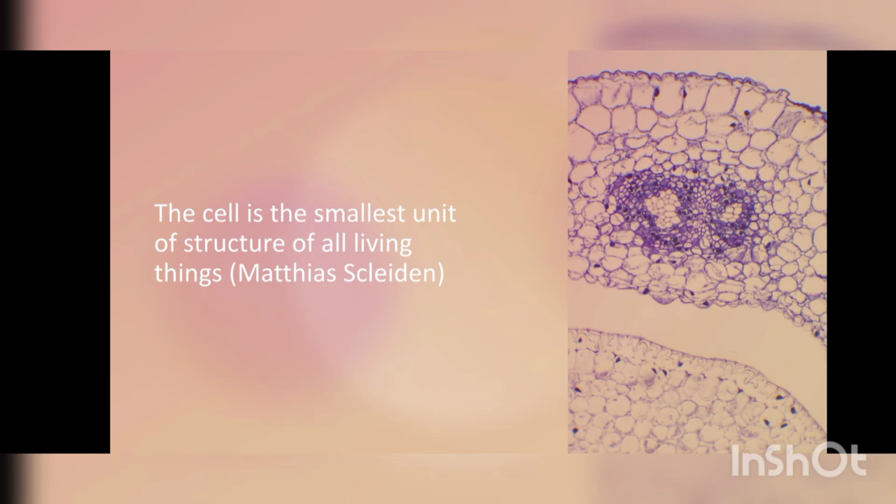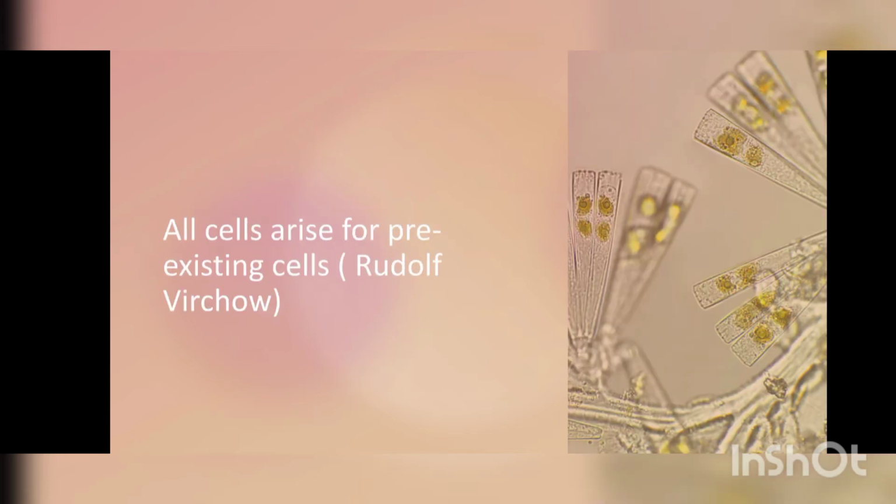First is given by Matthias Schleiden: the cell is the smallest unit of structure of all living things. Second is given by Theodor Schwann: the cell is the unit of structure and function of all living things. And third is given by Rudolf Virchow: cells arise from pre-existing cells. Okay, now you know what the cell theory is. You know the meaning of theory: a set of principles on which the practice of an activity is based. A set of principles on which the practice of a cell is based. These are the rules for the cell, so that cells work the way others work.